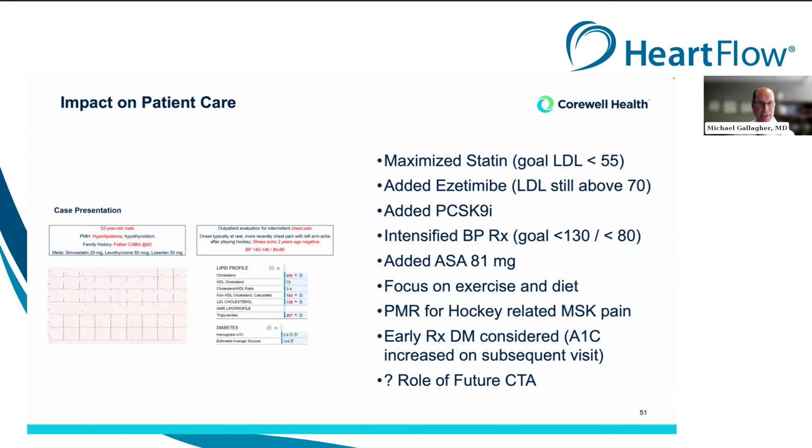He was initially reluctant to treat his blood pressure aggressively, but after seeing the degree of plaque in his arteries, he was agreeable to maximizing antihypertensives. We added aspirin, focused on exercise and diet, and we really started to think and talk about early treatment of borderline diabetes as his A1C started to increase on subsequent visits.